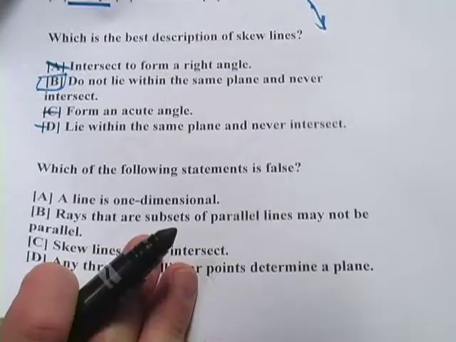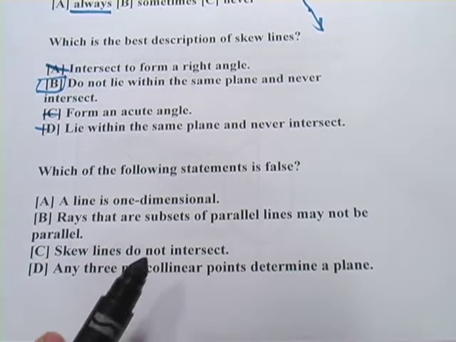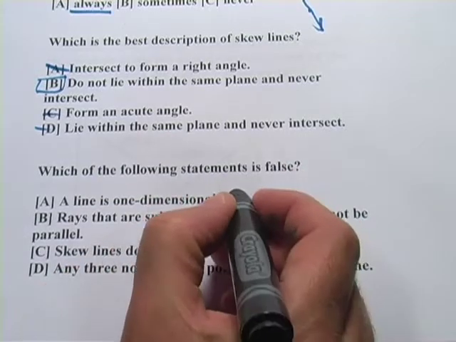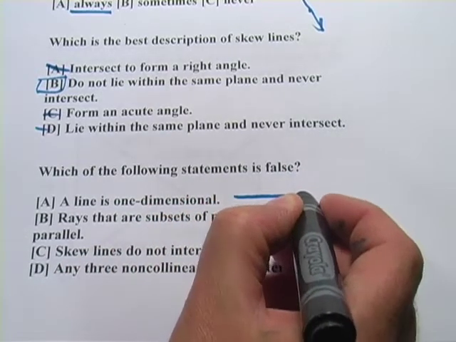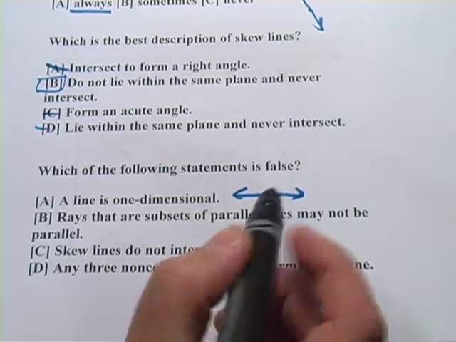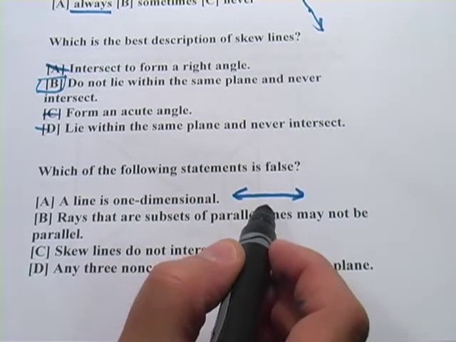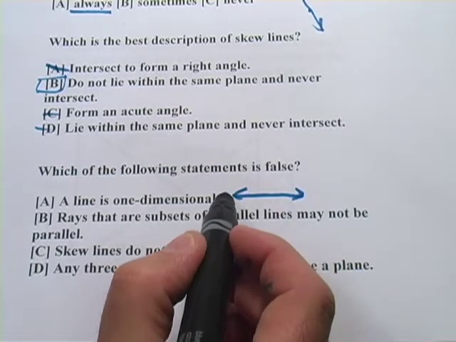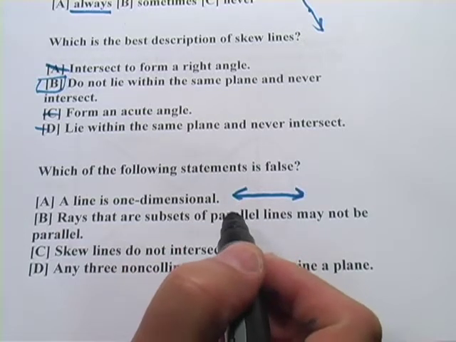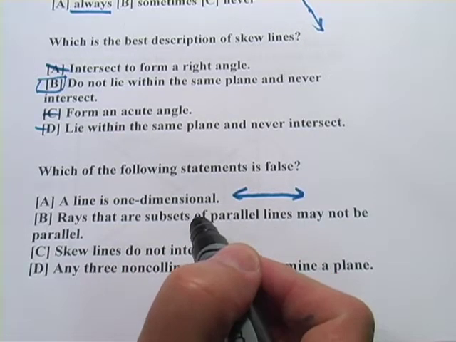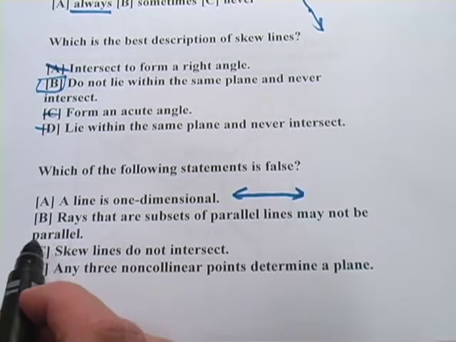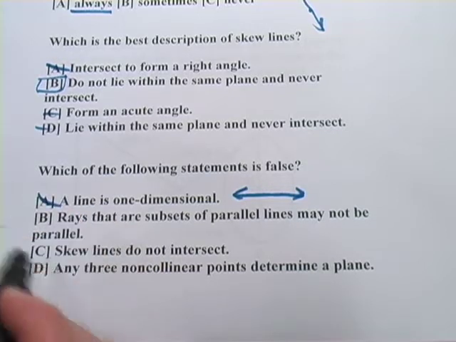All right, one last question here. This one says, which of the following statements is false? A, a line is one-dimensional. Now, when you think about dimensionality, a line has length. Length, width, thickness, those are dimensions. It has just length. It doesn't have width or thickness. So that is a one-dimensional thing. An example of a two-dimensional thing would be like a square or a plane. And an example of a three-dimensional thing would be something like a cube. Let's look at B here. So anyway, this is true, so that's not what we're looking for.